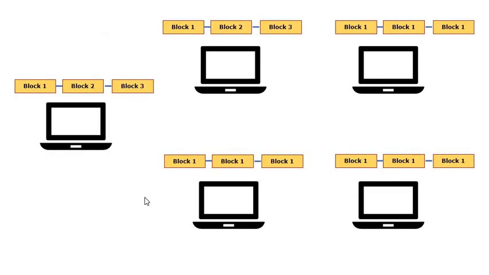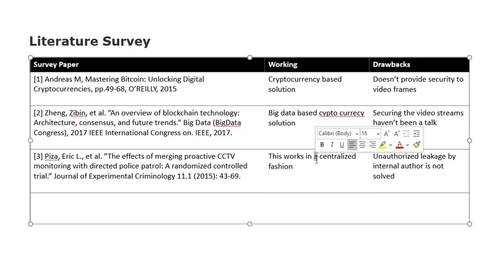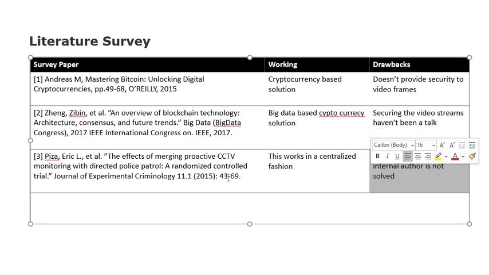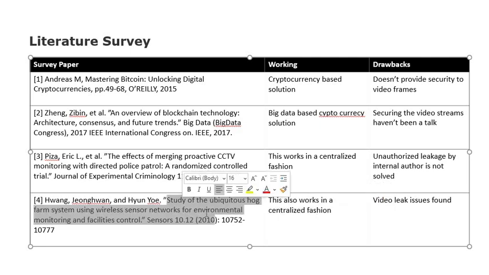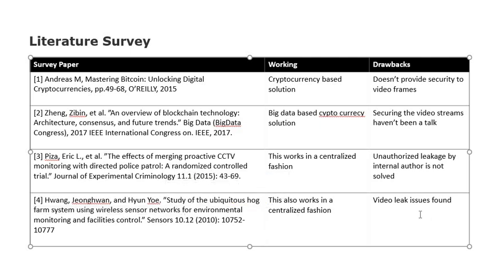way of storing the data, but in our system it's distributed, whereas the IEEE author that we are speaking about talks about a centralized fashion, which is an old way of storing the data, and it is not that secured. The same thing with the fourth paper also, titled Study of the Ubiquitous Farm System Using Wireless Sensor Network. Still the video leak issues will be found here, because this author also talks about a centralized fashion of storing the data.